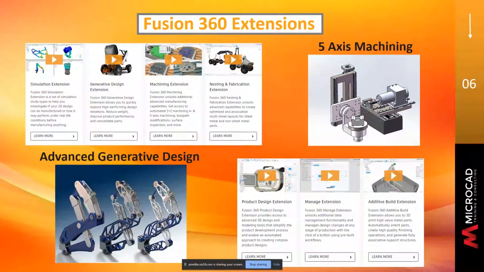Your machining extension offers advanced machining functionality. You gain access to 5-axis machining and add to more 3D axis milling with advanced strategies, toolpath optimization, and process automation. Your nesting and fab extension unlocks advanced capabilities to create optimized and associative multi-sheet layouts for sheet metal and non-sheet metal parts. Your product design offers advanced modeling tools, which simplify the product development process and enable an automated approach to creating complex product designs.